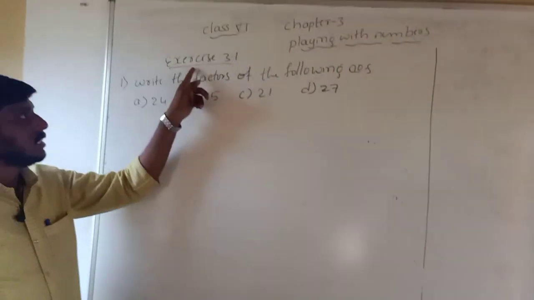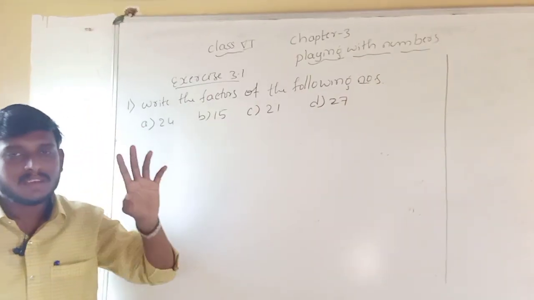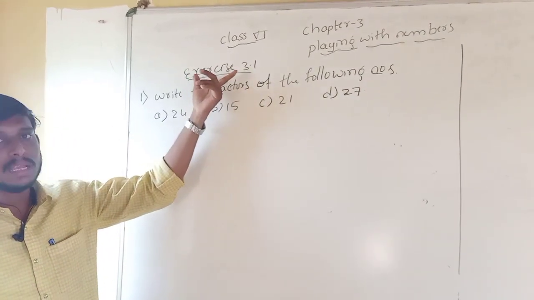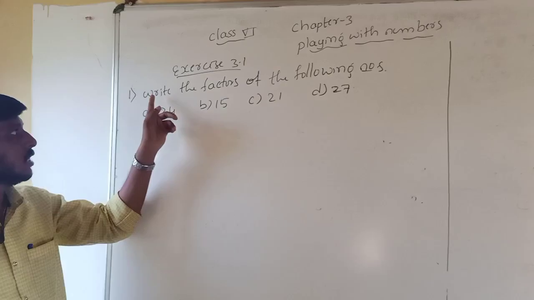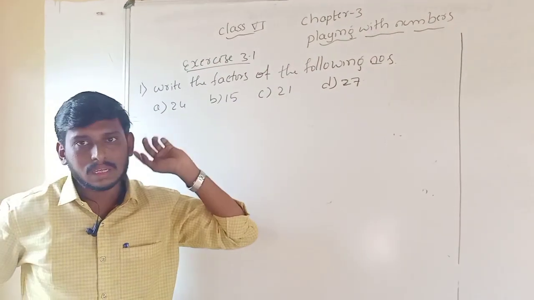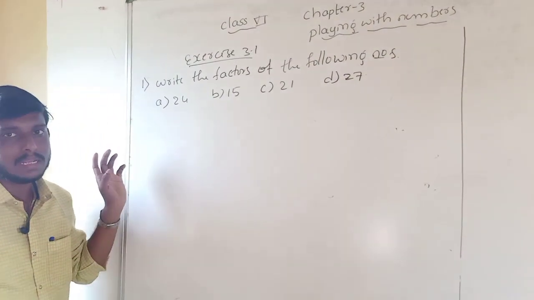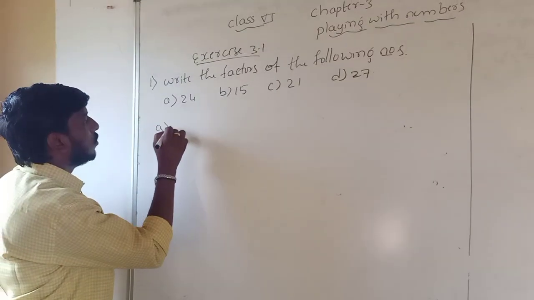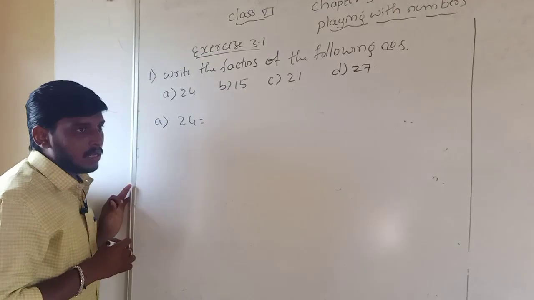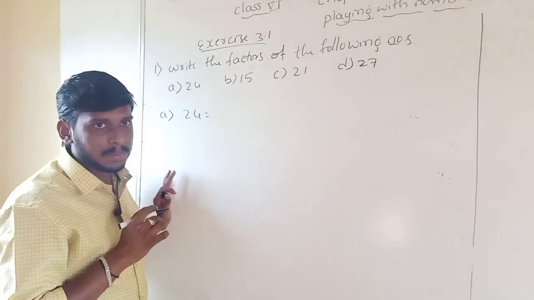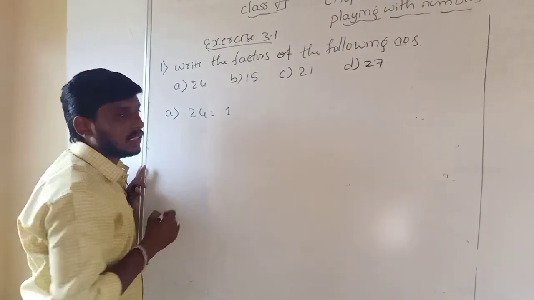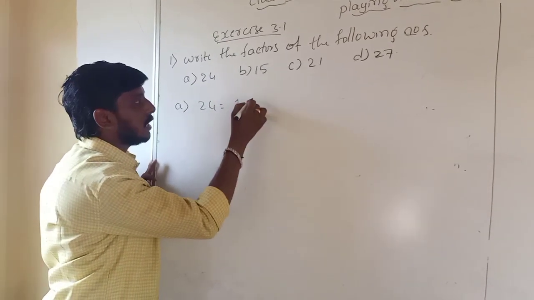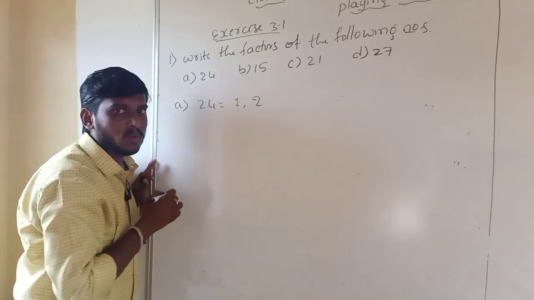The first topic in playing with numbers, we studied factors and multiples. Based on factors and multiples, we'll deal with exercise 3.1. What is the first question? Write the factors of the following numbers. You know what a factor is: an exact divisor. First, 24. What are the factors of 24? 24 comes in which tables? Obviously the first table. Second, 2 is a divisor of 24. Yes, of course, in the two table, 2 twelves are 24.